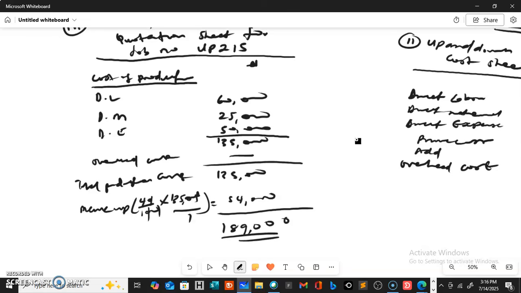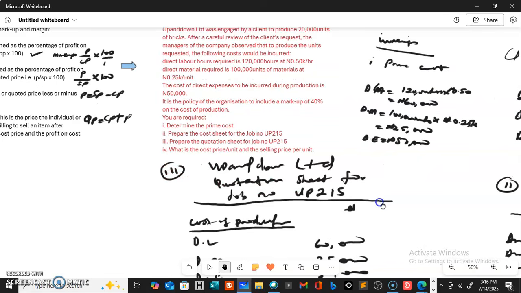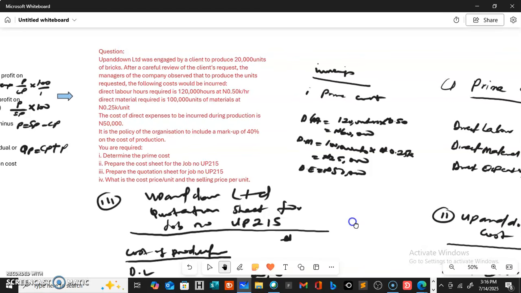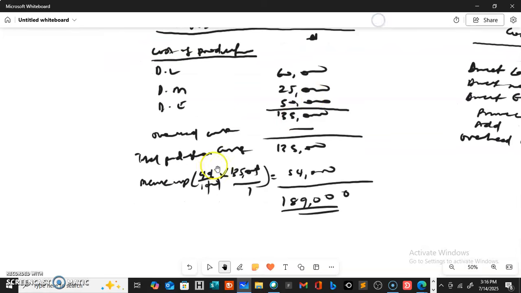So the next question, that's number 4. Number 3, the next question says that we are to determine what is the cost price per unit and the selling price per unit. In the question, we were told that we're going to produce 20,000 units of the product. So number 4 now. Total units to produce is 20,000 units.